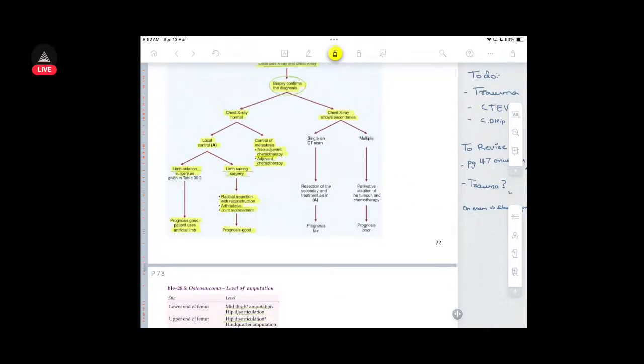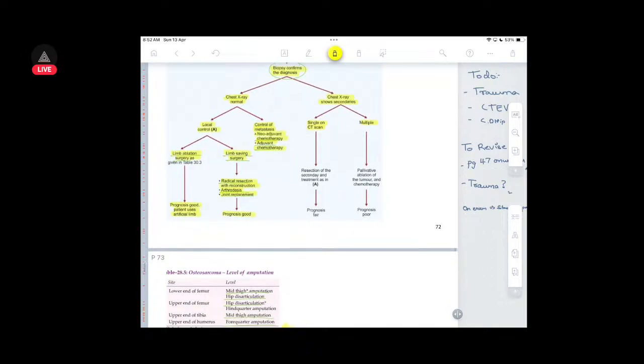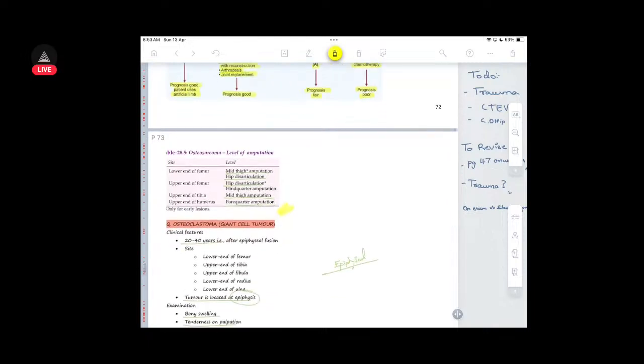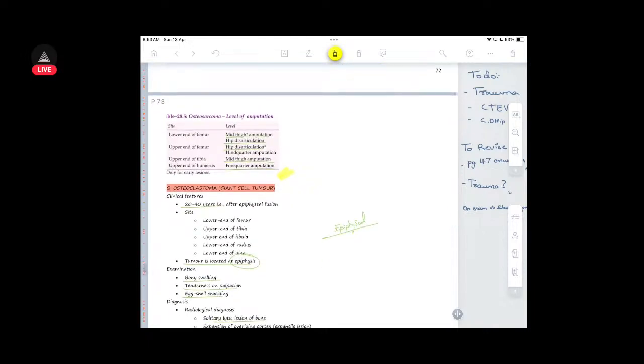Going on, if the chest x-ray shows a single lesion on a CT scan, or it can be multiple, but if it's single, then you do resection of the secondary and local treatment, and prognosis is okay. However, if there are multiple, then you have to do palliative ablation of the tumor and chemotherapy. Prognosis is generally poor.